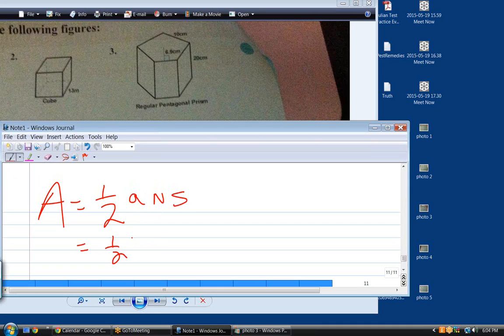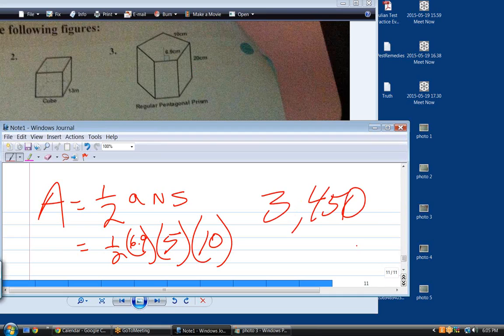6.9. Okay, so it's 1/2, 6.9. How many sides do we have? 5. And what's the length of each side? 10. So that's the area of the base. Let's get a number on that. Multiply it by the height of 20, and that's your volume. That's divided by 2, and then you times that by 20. Correct. 3,450. Sounds right. 3,450. Okay. And again, that's cubic centimeters.